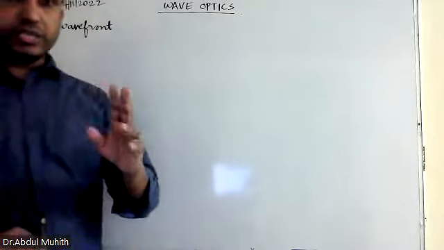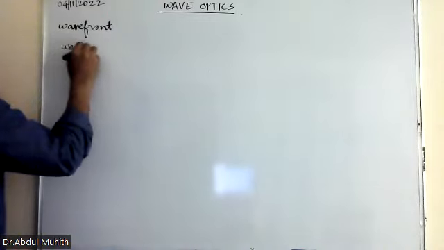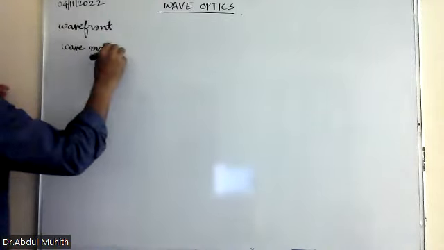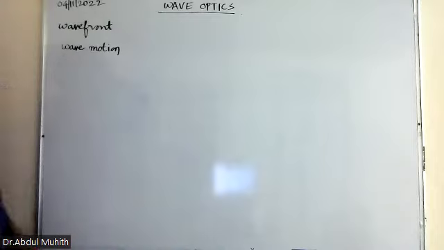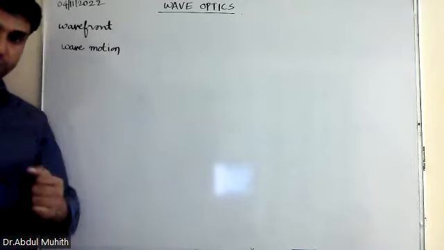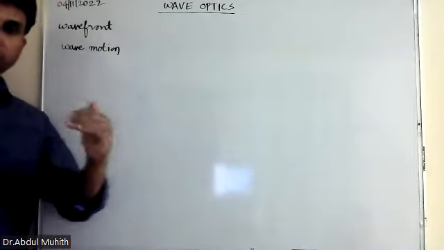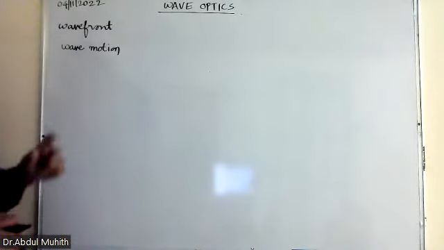Before going to that, we discussed wave motion. What is wave motion? Wave motion means the transfer of energy from one point to another point only by the vibration of the particles. Particles are not going to move from one place to another place. Only the energy is being propagated from one point to another point. That is about wave motion.